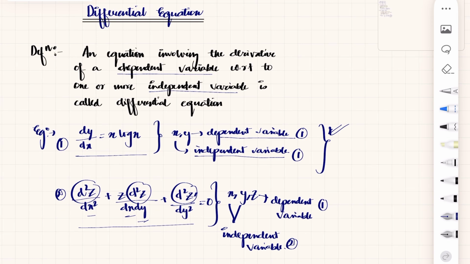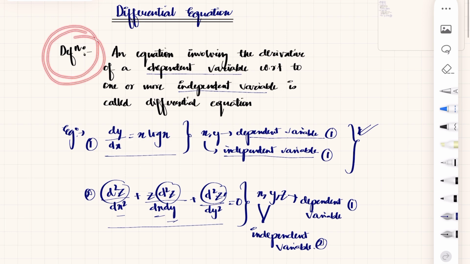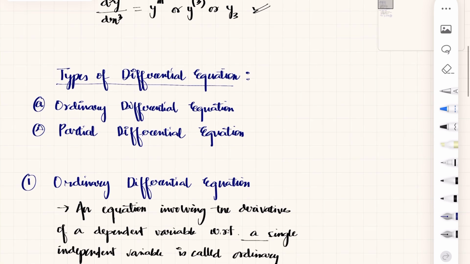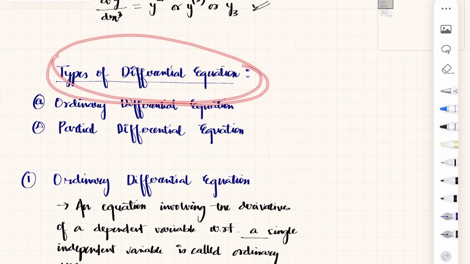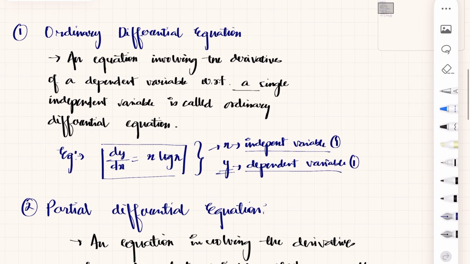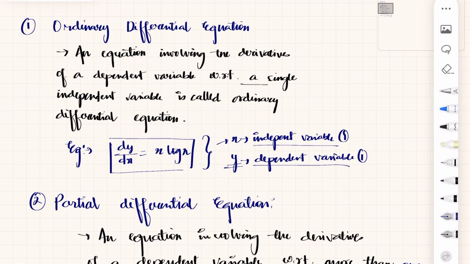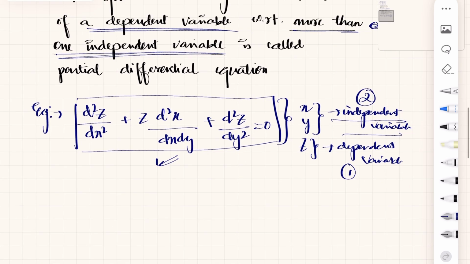So this is the definition of differential equations, and we have discussed the two types of differential equations. One is ordinary differential equations, one is partial differential equations, and we already gave an example, and we have seen the criteria that is required, right? So this is the main topic that we need to know in the beginning. Further, we are going to discuss more.